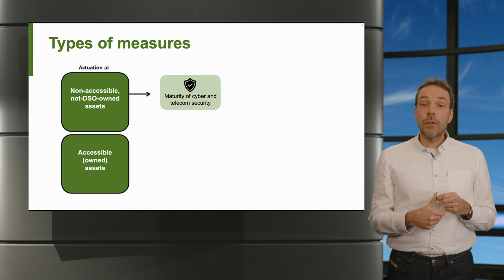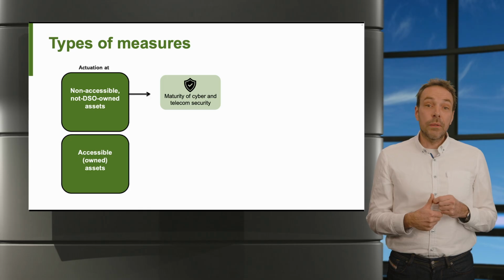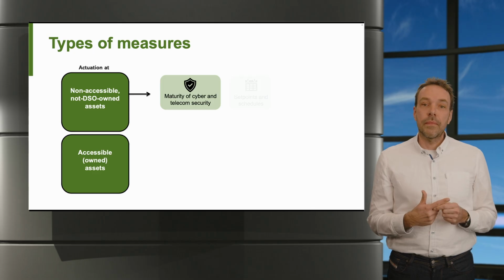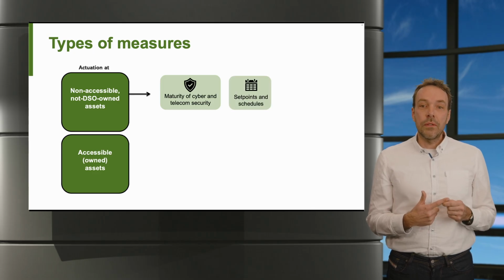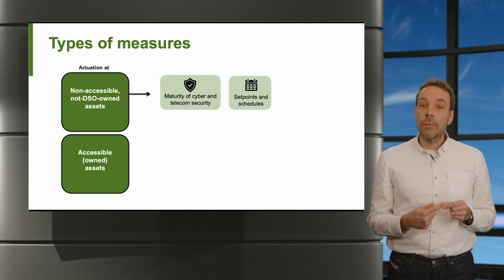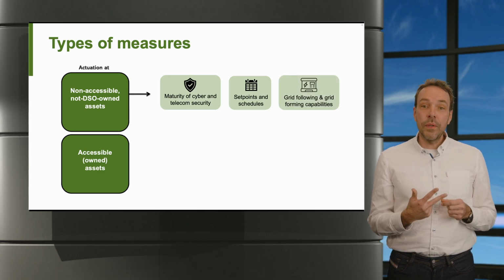First, cyber and telecom security. This is the foundation of everything, at least being connected, because without reliable communication, few other control actions will work. Secondly, scheduled and up-to-date set points in distributed devices. If communication fails, real-time control is no longer possible. By sending schedules in advance, we still get predictable behavior.